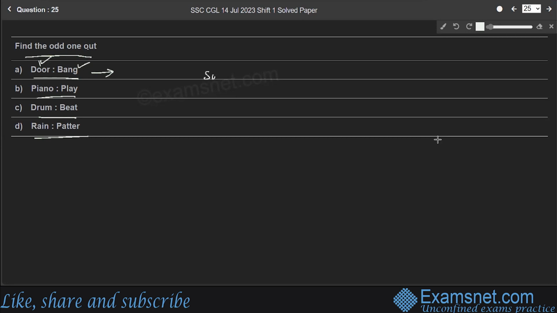So sound made by the first word. So here the third option, drum, beat: beat is the second word. Beat is the sound made by drum, right? Whereas patter is a sound made by rain. Whereas in the second option, piano, play is not a sound, right? Therefore, option B is the odd one, right? Option B is the odd one.